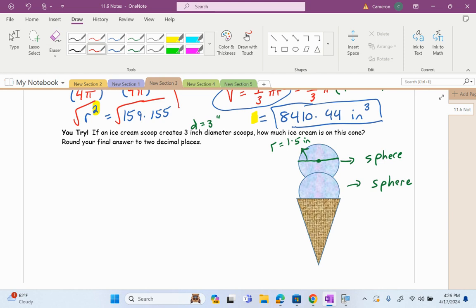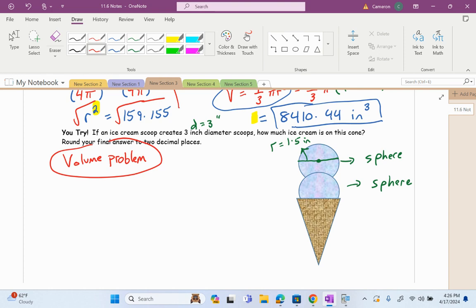I want to know how much ice cream is actually on that cone. Means what's the volume, the total volume of both of those spherical cubes of ice cream. So first thing I'm going to note is that this is a volume problem, because I care about the space inside of the ice cream. It didn't ask me how much waffle material I have for the cone or anything like that. It's asking about the volume of the ice cream.